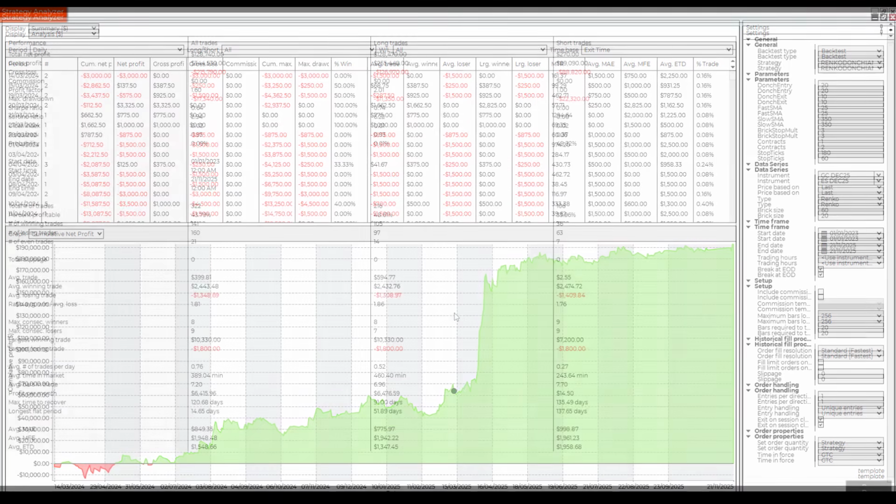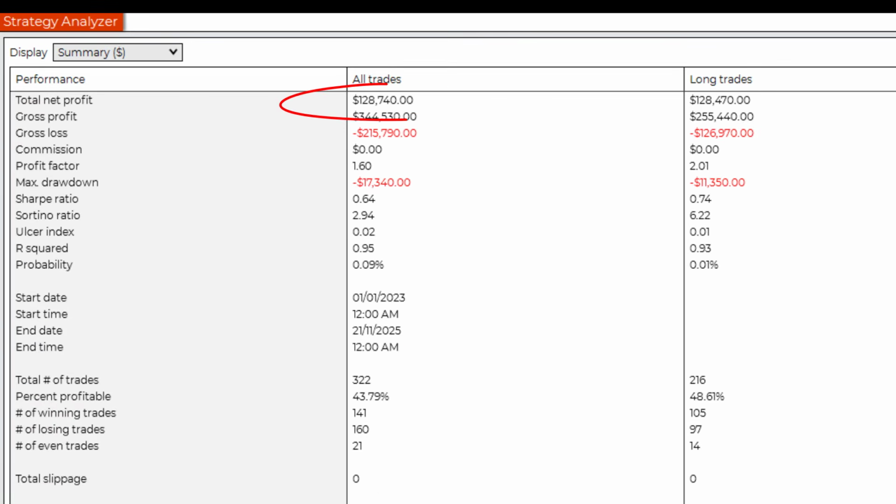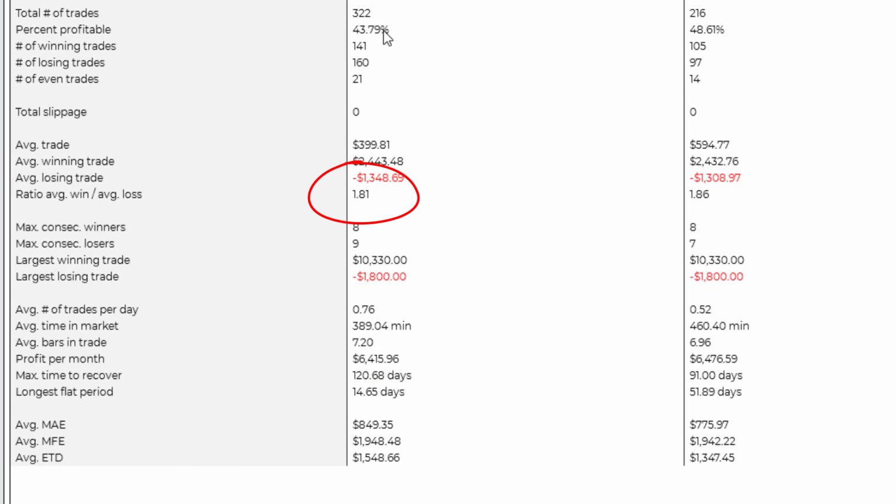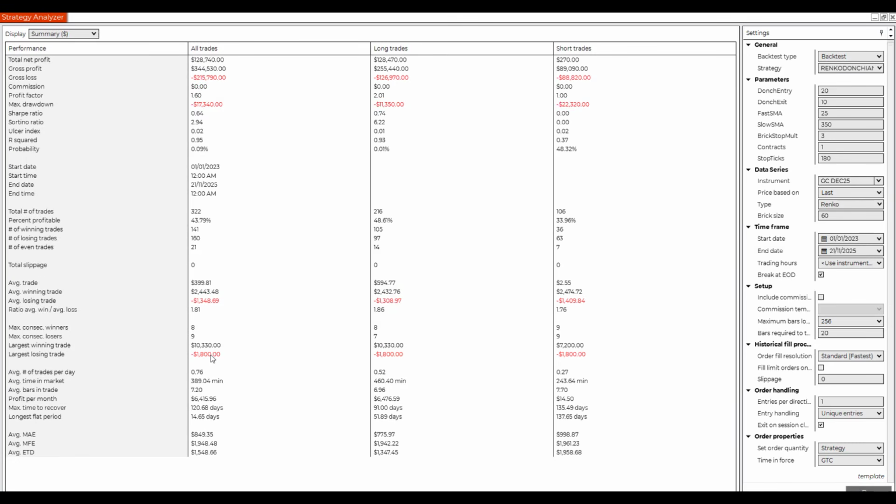Now into gold. What have we got? Well, not so much of a big profit, still 129,000 though, so pretty decent. Profit factor 1.6, Sharpe ratio much better, 0.64, win rate 44%, and the risk reward 1.81. So not too bad in terms of statistics. Biggest win just over 10k, biggest loss just around $1,800. Less than one trade per day, probably because the brick size is quite large. Maybe some optimization to be done there, but overall pretty decent return.